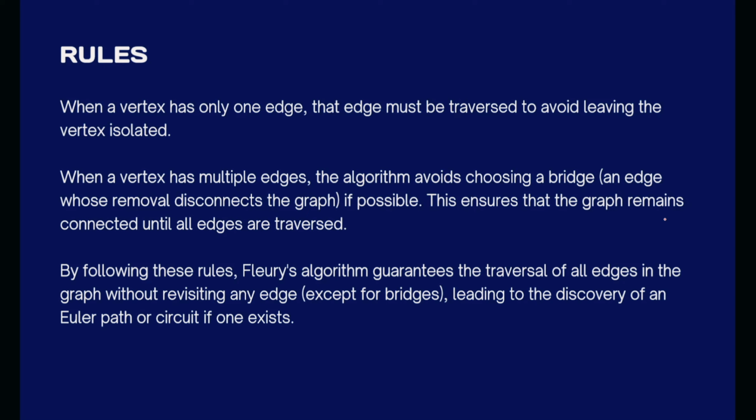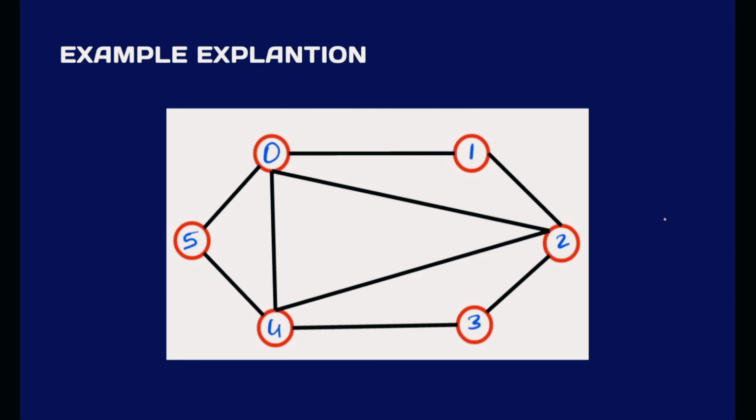Now let us see an example. First we need to select the starting vertex. Let us check the degrees of each node. Vertex 0 has degree 4, vertex 1 has degree 2, vertex 2 has degree 4, vertex 3 has degree 2, vertex 4 has degree 4 and vertex 5 has degree 2. So all vertices have even degree, so there are 0 odd vertices. So it has an Euler circuit.